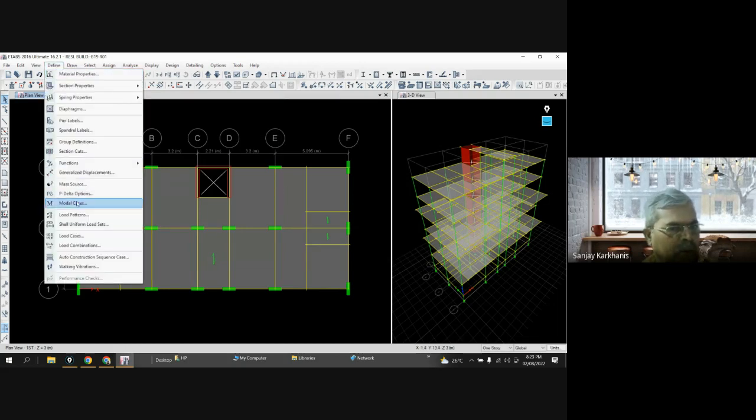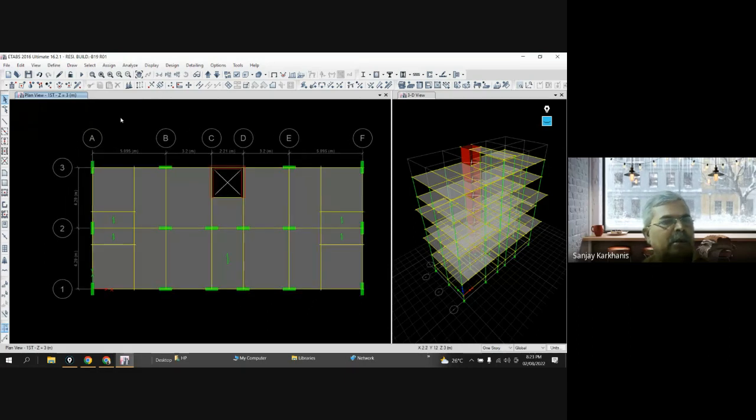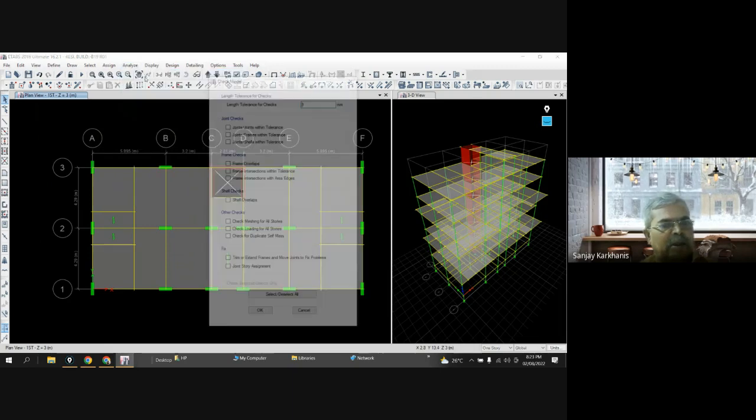Then I have gone through mass source, then model case, load pattern, then load cases, load combination. This is to be done later on, but today I'm not going for load combination. In tomorrow's session, we'll go for load combination. Right now, I'm ready with analysis, and now I can analyze the structure. So before that, I will go to analysis and I will check the model.